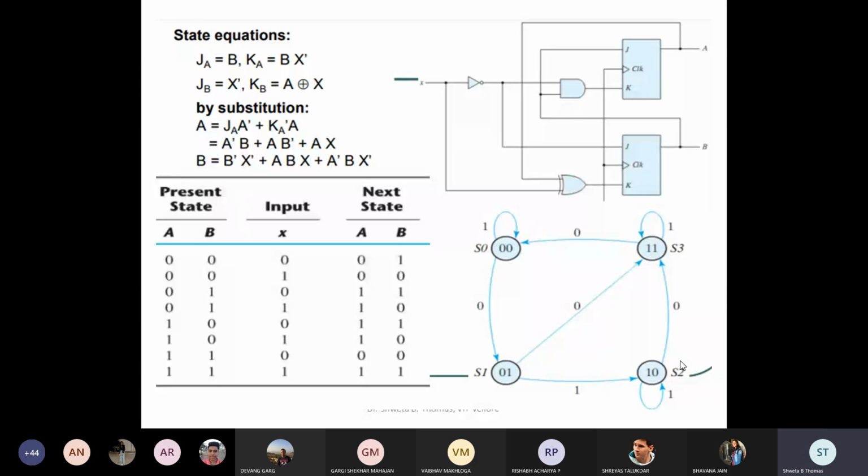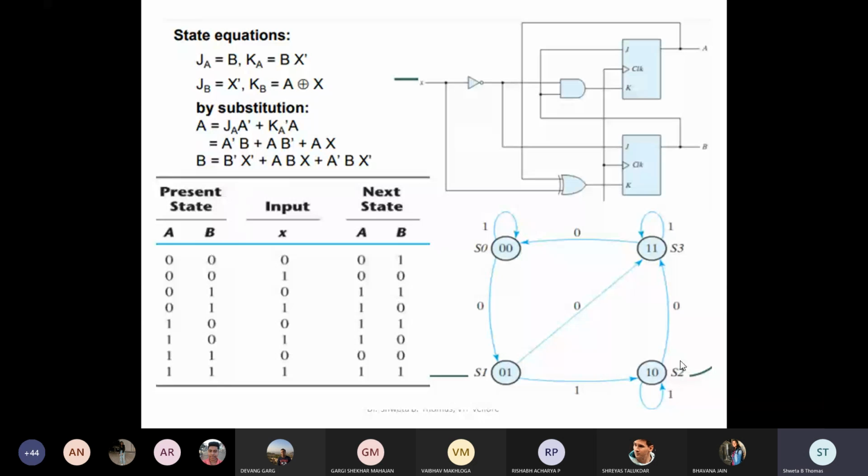Similarly, we can take one more. Let me take the last column, last row. A, B is equal to 1, 1 and X is equal to also 1. Both A and B, that is next state, we are getting 1, 1.